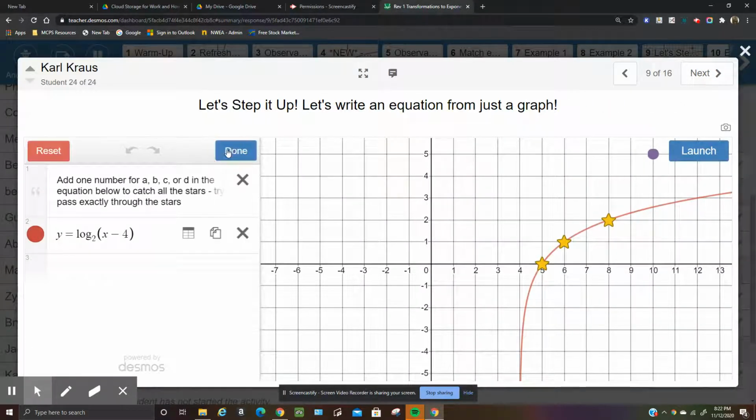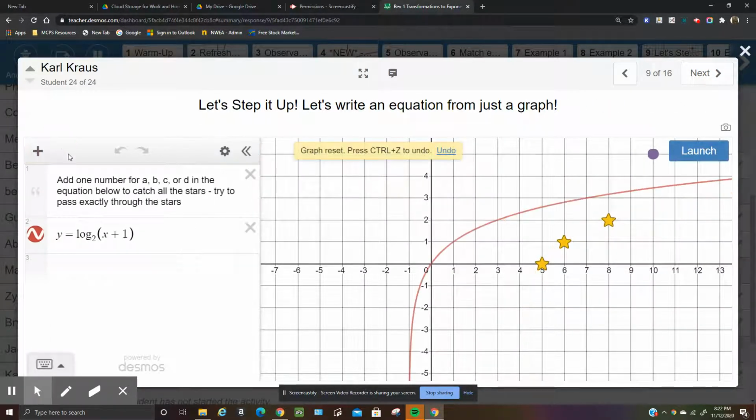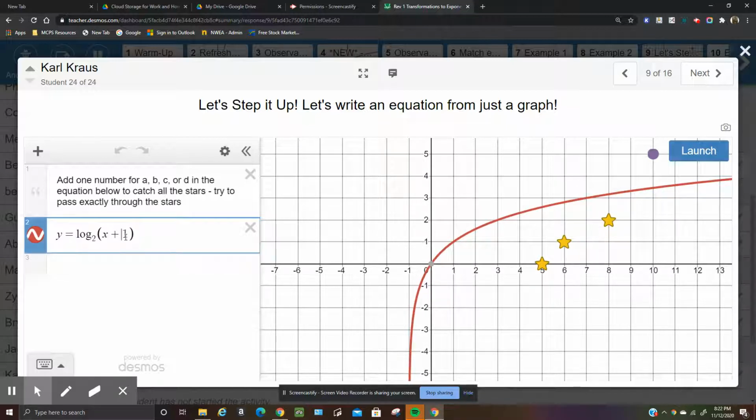So this one, let's reset. It looks like we want to move the graph over here. So 4 is the asymptote. So if we do this, x minus 4. You want to try to pass the graph through the stars exactly, so that works.